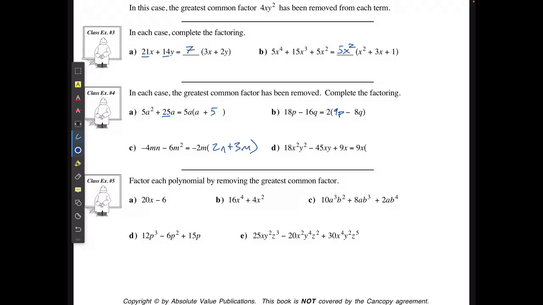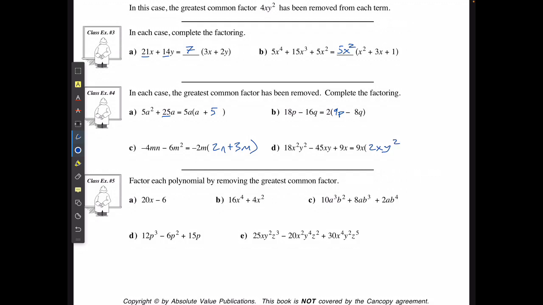And for example D, if I have 18x squared y squared, and I'm dividing it by 9x. Well, 18 divided by 9 is 2. X squared, take away an x, leaves me with 1x, and y squared, I didn't take out any y's, so it's still going to be y squared.